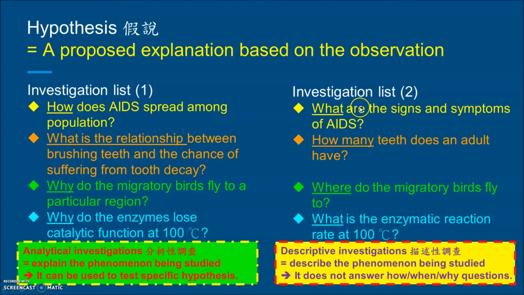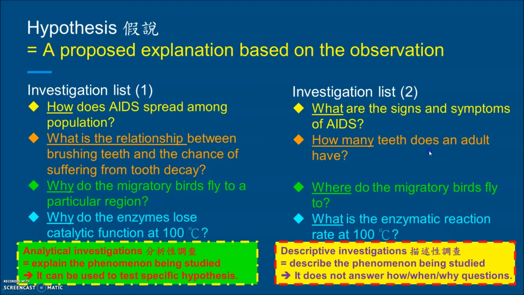But on the right hand side, what, how many, where, what actually is a descriptive investigation. So we are just going to describe the biological phenomenon being studied. So that's why they do not answer the questions of how, when, why, or the relationship between something. They just tell me the answer.